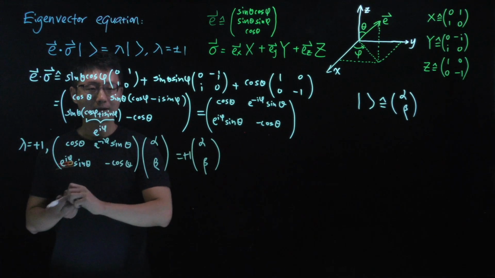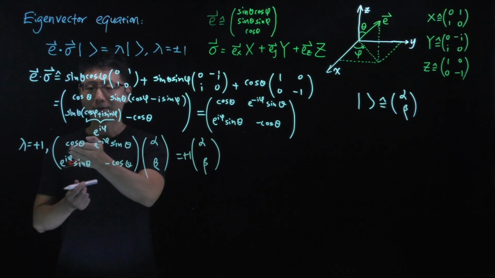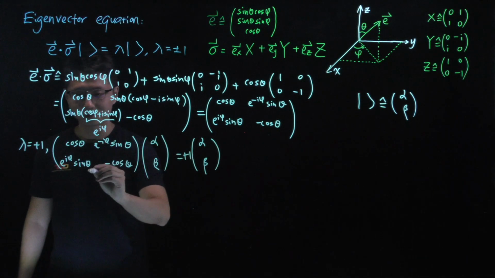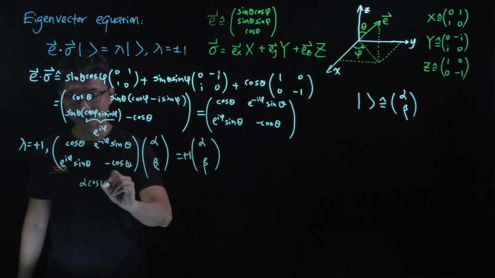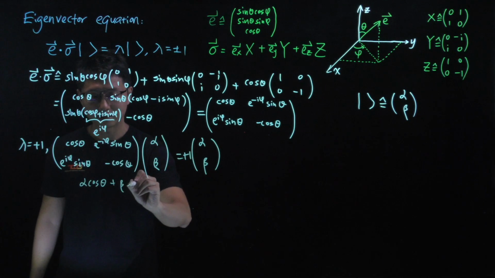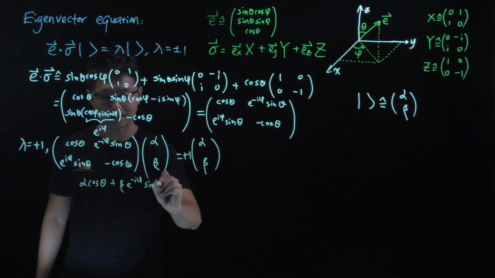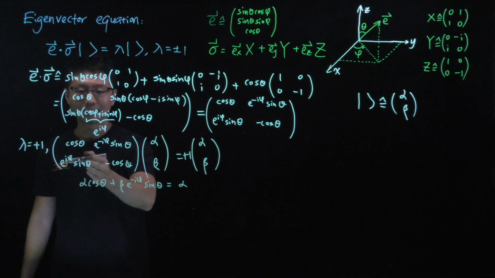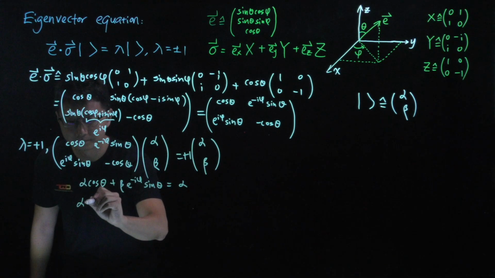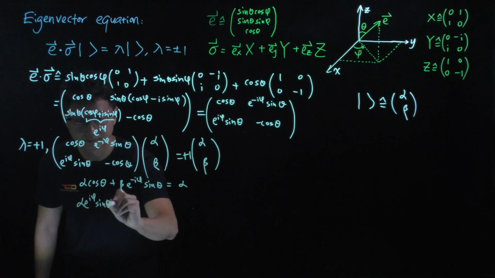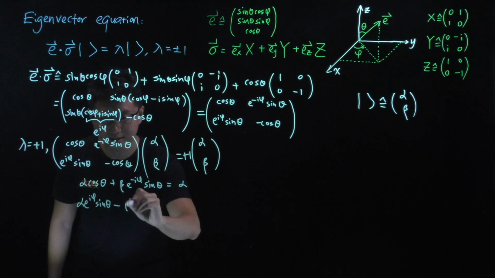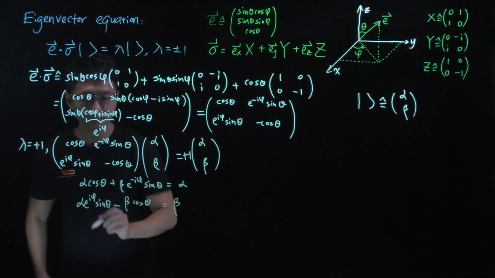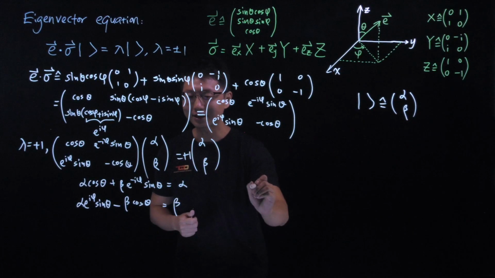So first, working out the first part of this, we have cosine theta times alpha plus e to the power minus I phi sine theta times beta, and that has to be equal to alpha. And for the other part, we have e to the power I phi sine theta times alpha minus cosine of theta times beta, and this has to be equal to beta. Let's focus on the first equation.